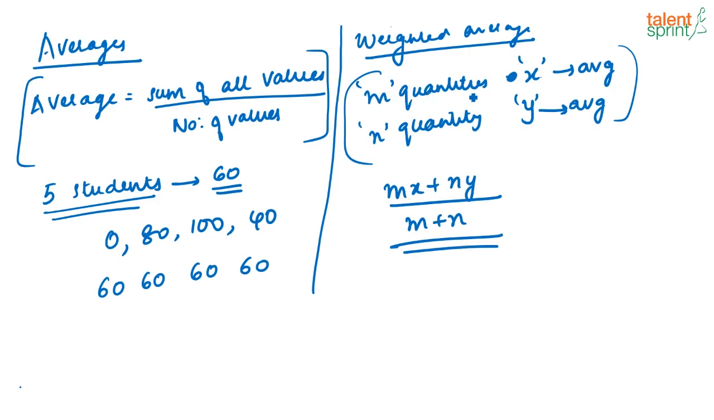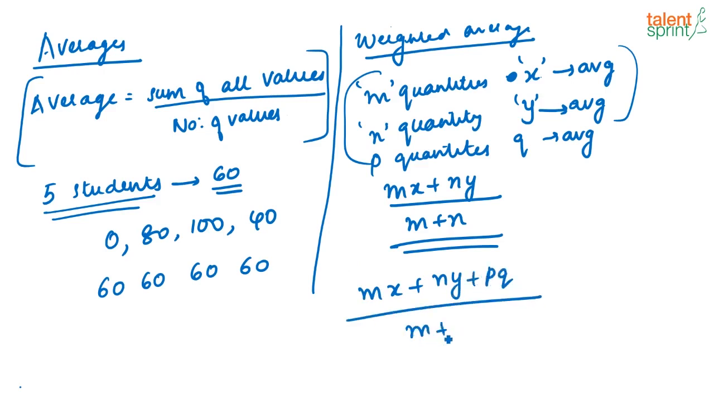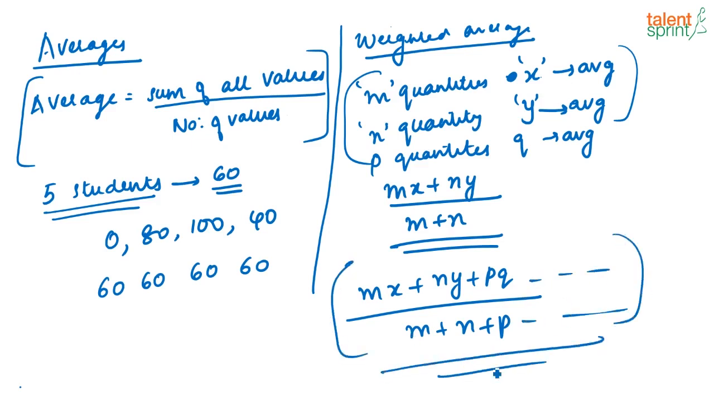Let's say you have m quantities with x as the average, n quantities with y as the average, and let me say I have p quantities with q as the average. So in this case, what do you do? The weighted average is nothing but (mx + ny + pq) divided by (m + n + p). That's all. You can keep increasing the number and you can calculate the net average like this. So this is the concept of weighted average that you should know.